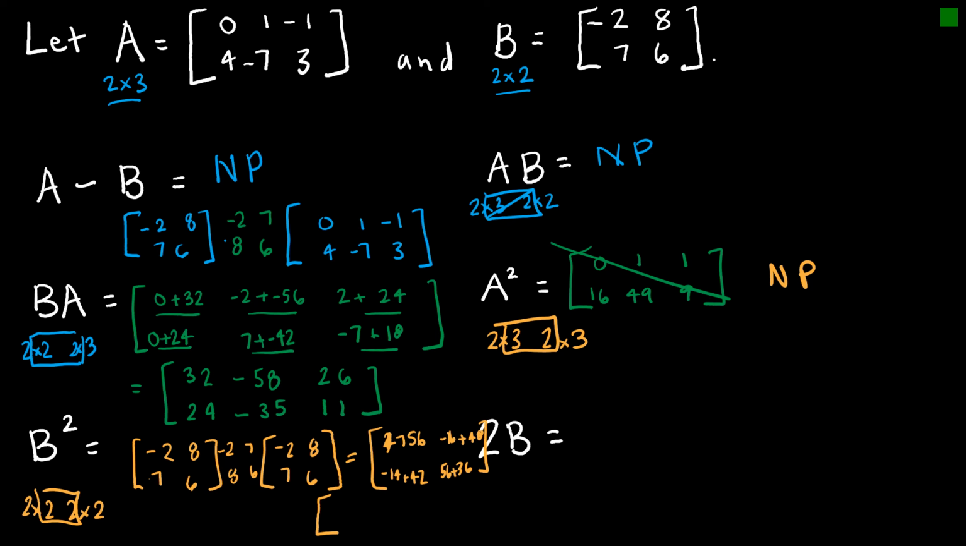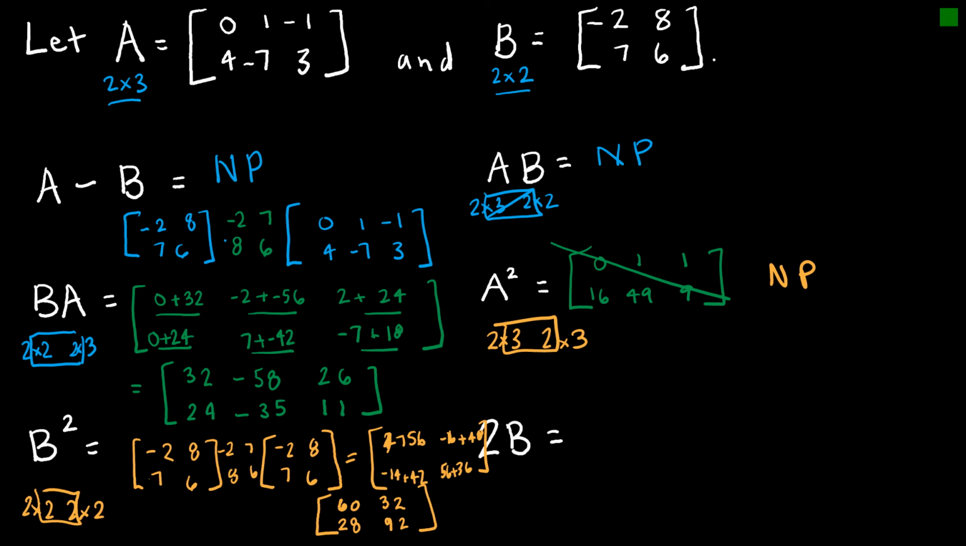So my final solution here, if I can read my horrible handwriting, I've got 60 for my first term. I think that's a 48. That would give me 32. Negative 14 plus 42 gives me 28. And 56 plus 36 is 92. So there is my solution.